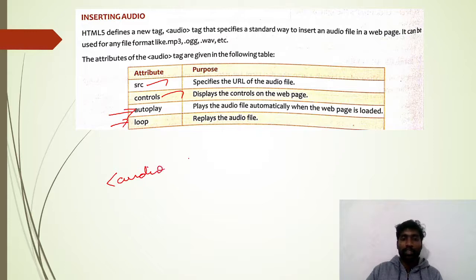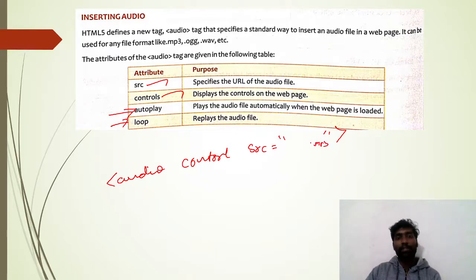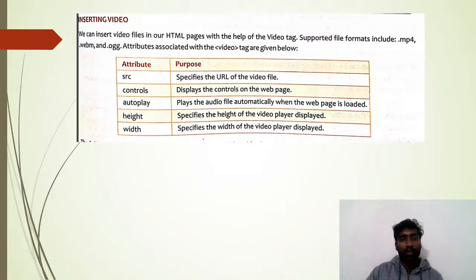audio controls. This is the audio tag with controls, src equal to, you may give the location with the file name and extension. The extension will be mp3, correct? So it will be there. Now if you want autoplay, just mention autoplay and close. Now it will automatically play when the page opens. And if you mention loop, it will play repeatedly. Same tag here also.